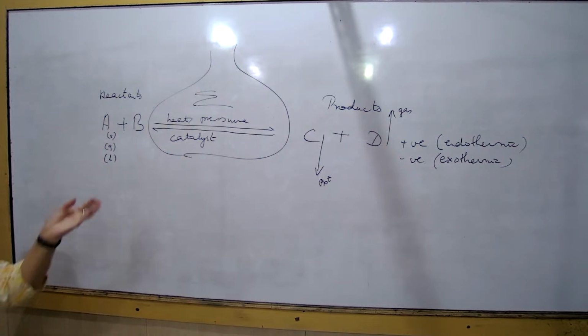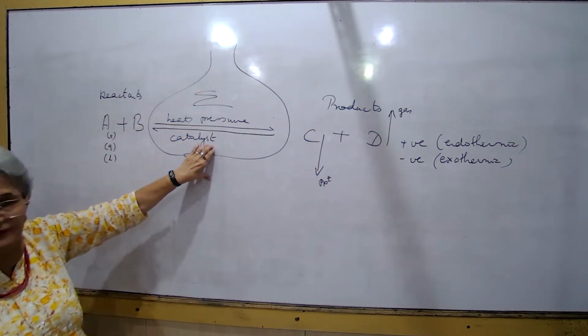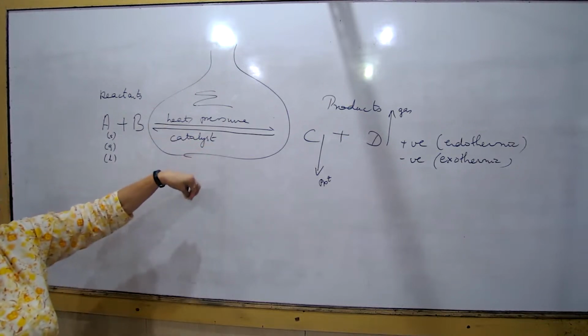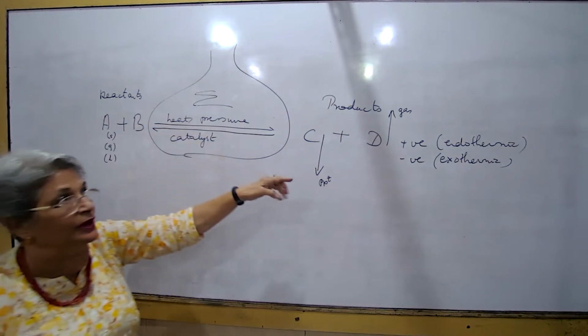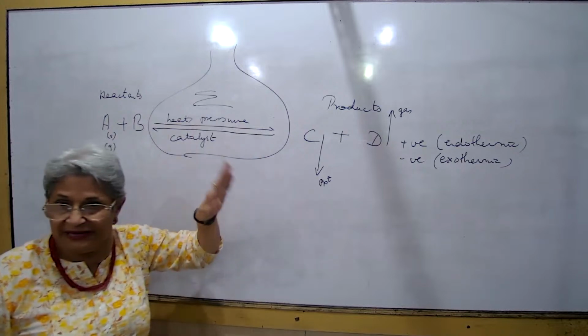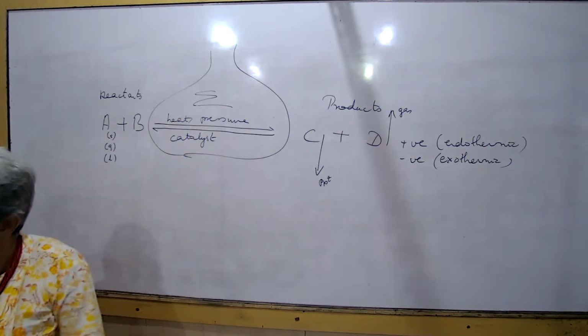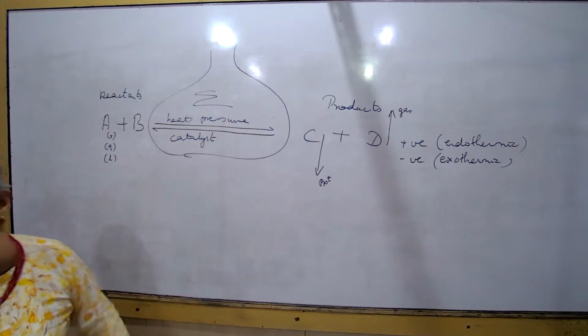If energy is supplied in the form of heat, it is said to be endo, inside. We are giving the heat inside the reaction, endo. And if heat is evolved, then it is said to be exo. Heat is exo.